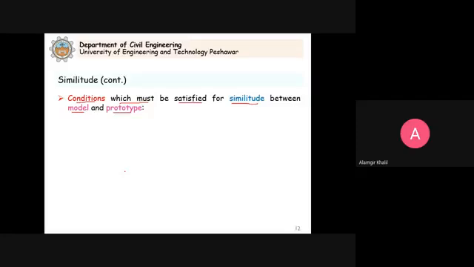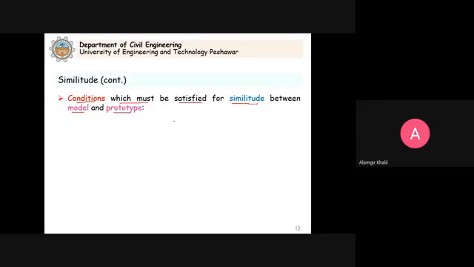There must be some criteria which will help us to predict the performance of the prototype from the model and vice versa. So, conditions which must be satisfied for similitude. Similitude means similarity. There must be similarity between the model and the prototype. Only then can we predict the performance. As I said before, you cannot conduct a test on a car and then predict the performance of an aeroplane. So that's why we must have similitude between the model and the prototype. Only then will it be possible to transfer the results.